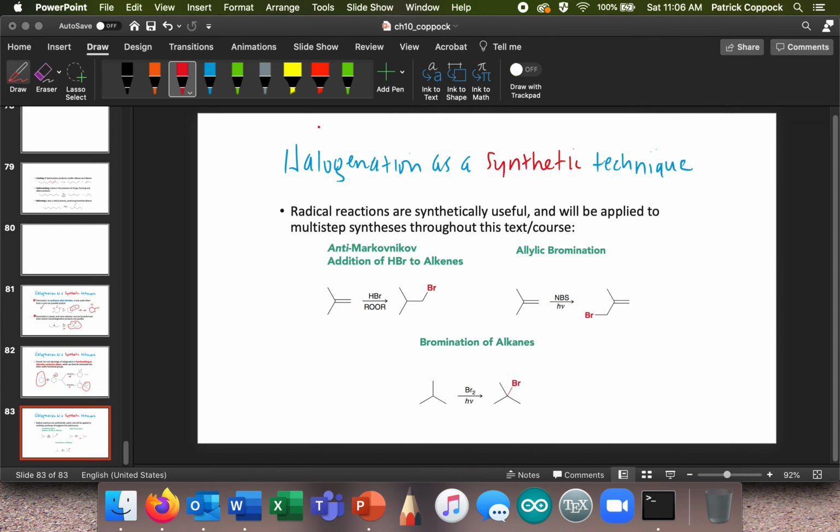Radical reactions are synthetically useful, and they'll be applied to multi-step synthesis throughout this text and throughout the course, and of course next semester as well. So just as a review, anti-Markovnikov addition to a double bond, allylic bromination, right? And bromination of alkanes. So there's three reactions, 1, 2, and 3 that we learned here in this chapter. So get those in your arsenal and be prepared to use them effectively. Good luck.